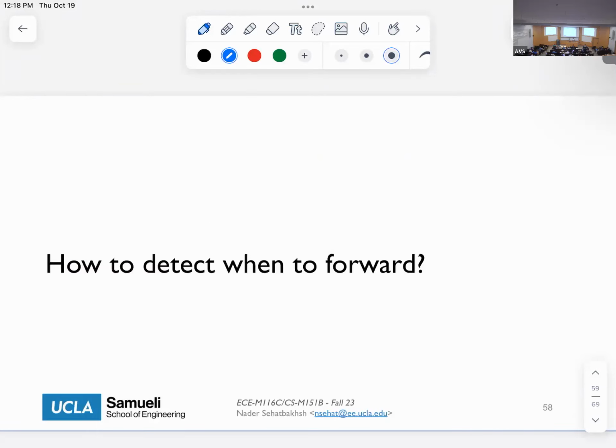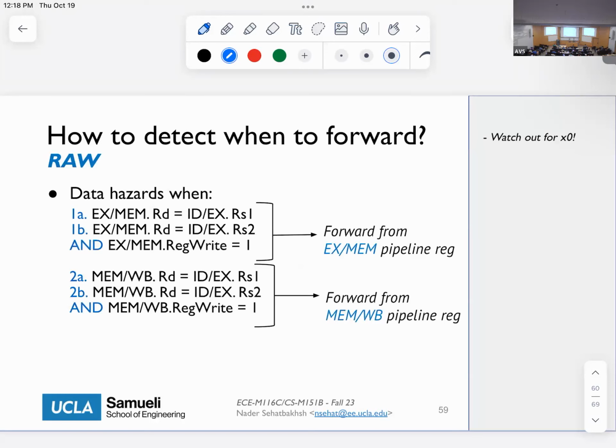So going back to this question of, okay, now we know that we have this problem. We either need to do the forwarding or we need to stall at least one cycle and then do the forwarding, either of these two. But the question is, how do we even detect that we need to do forwarding or we need to do stalling? As I said before, we're going to have what we call a hazard detection unit, okay? And what this hazard detection unit is going to do is this very simple check, okay?